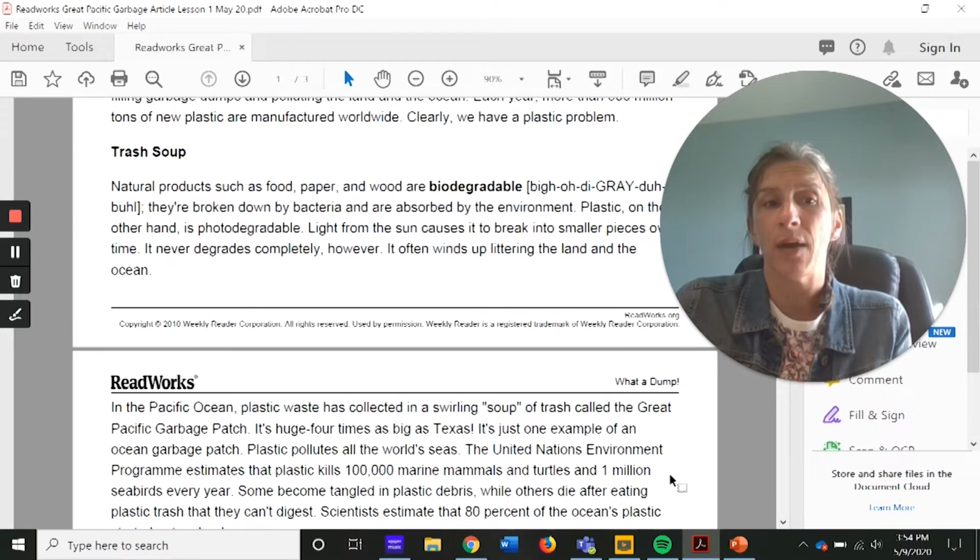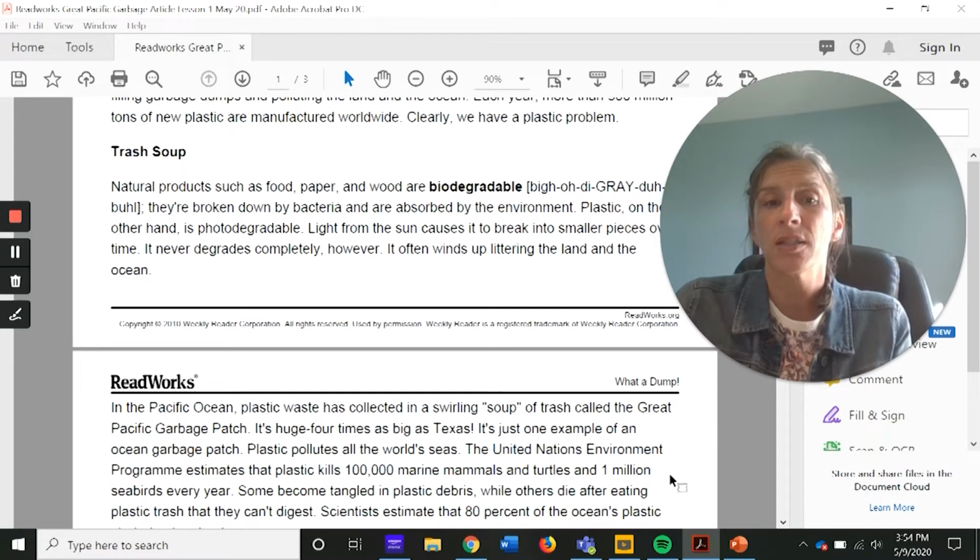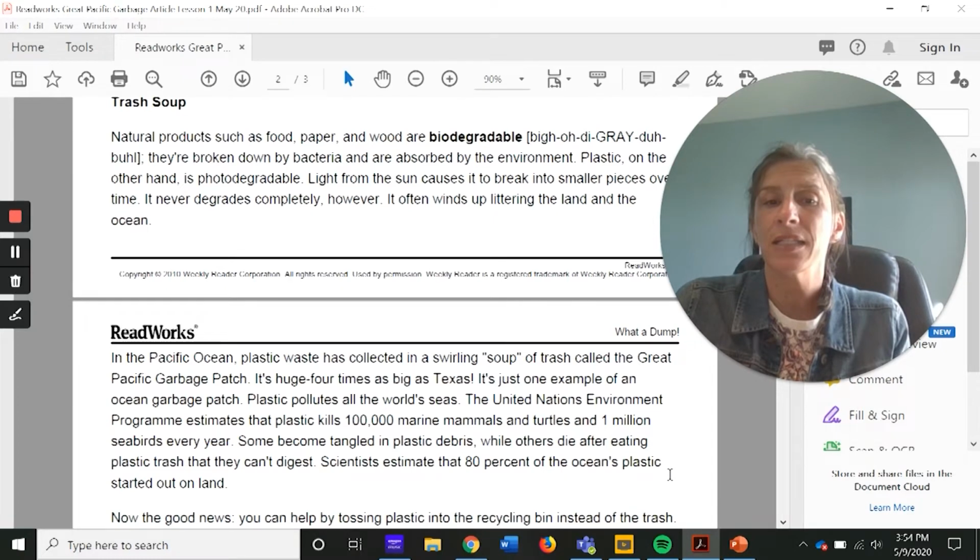It's just one example of an ocean garbage patch. Plastic pollutes all the world's seas. The United Nations Environment Program estimates that plastic kills 100,000 marine mammals and turtles and 1 million seabirds every year. Some become tangled in plastic debris while others die after eating plastic trash they can't digest. Scientists estimate that 80% of the ocean's plastic started out on land.